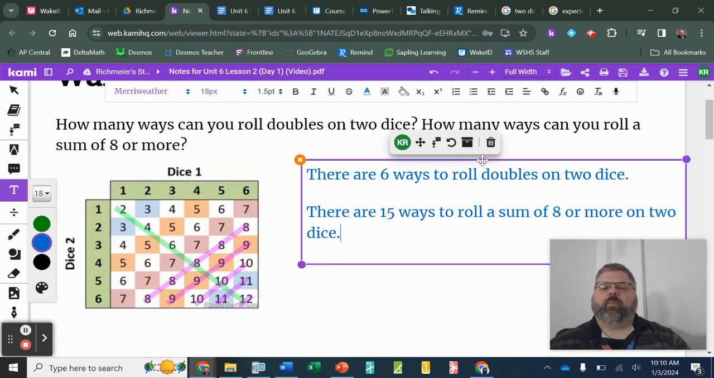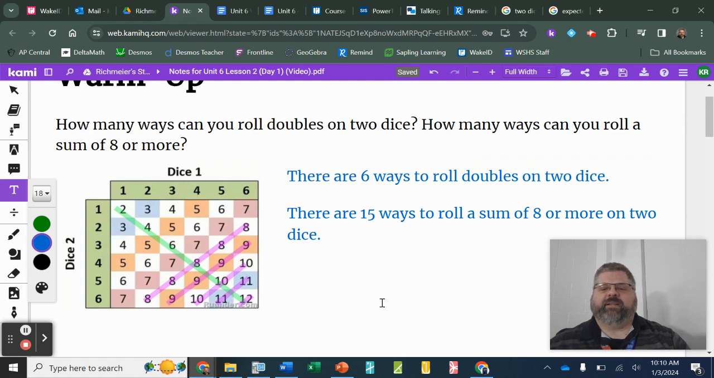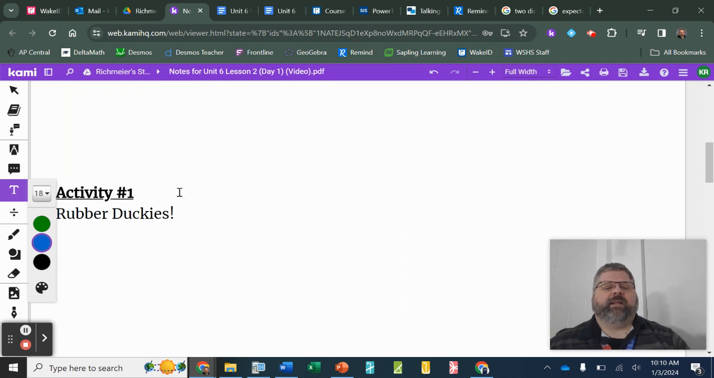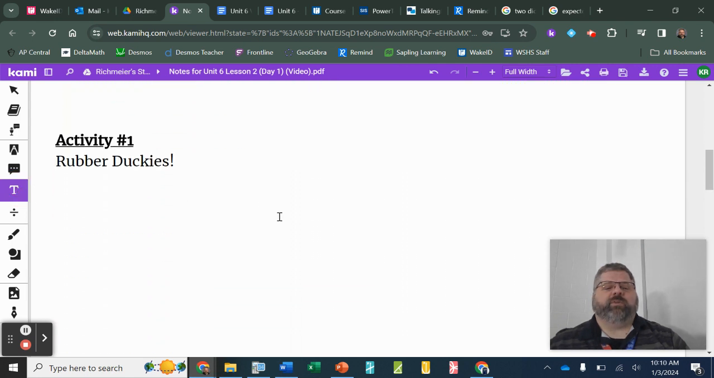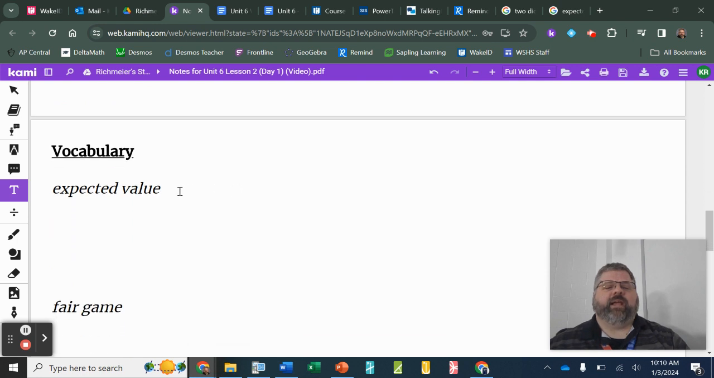And so that's the warm-up. So again, the key to this is understanding what our sample space is. We need to know that sample space to be able to answer this question. Now in this, we did a couple of activities in class. One was about rubber duckies. And then we decided on some vocabulary.